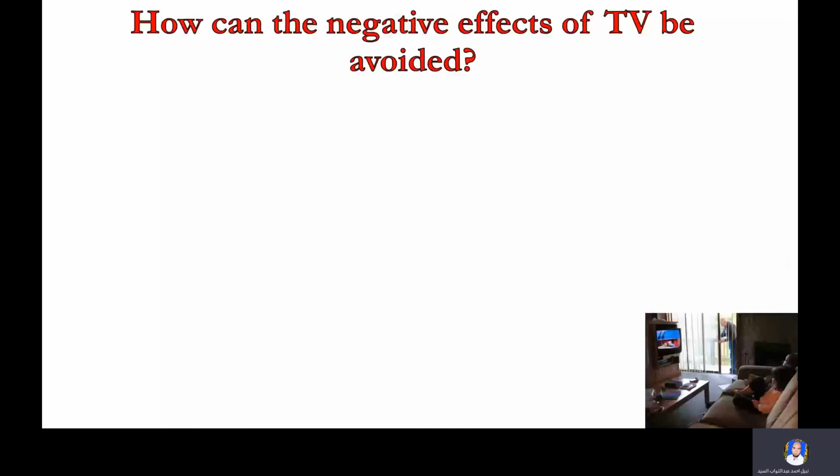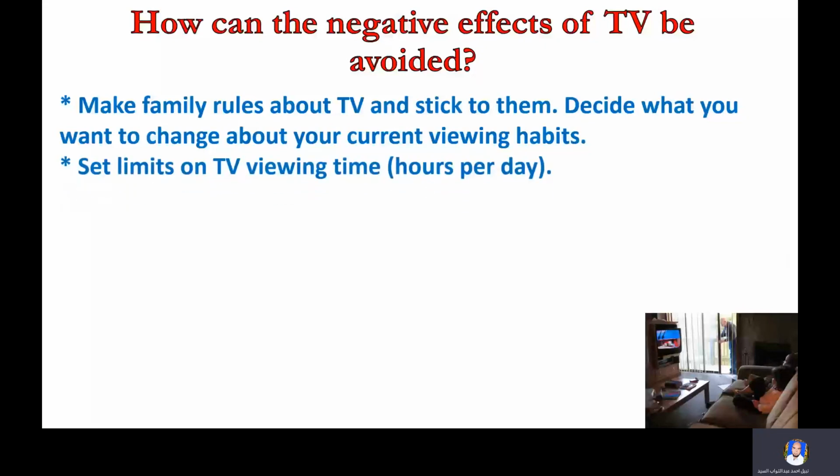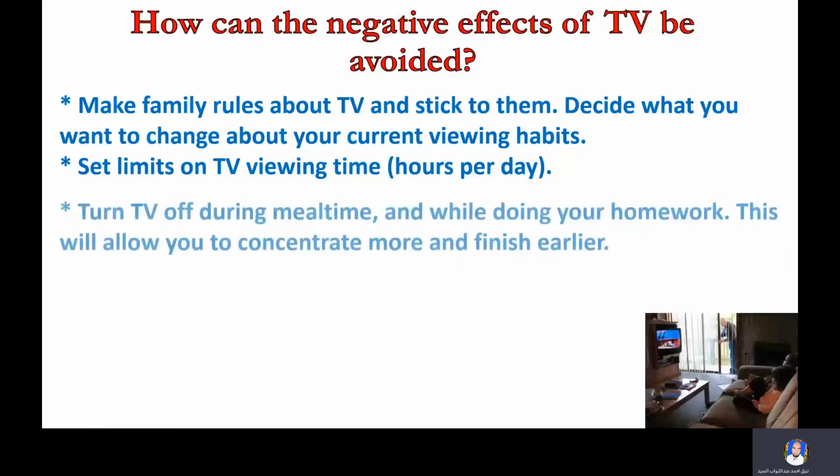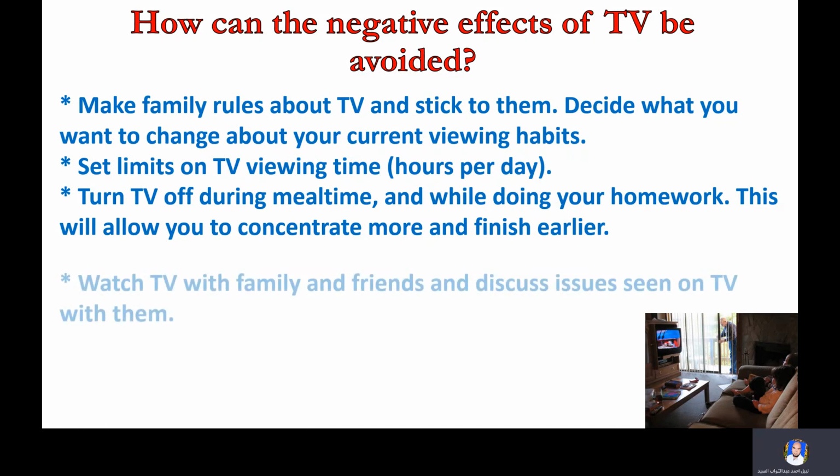How can the negative effects of TV be avoided? Make family rules about TV and stick to them. Decide what you want to change about your current viewing habits. Set limits on TV viewing time, hours per day, 2 or 3 hours per day. Turn TV off during mealtime and while doing your homework. This will allow you to concentrate more and finish earlier.